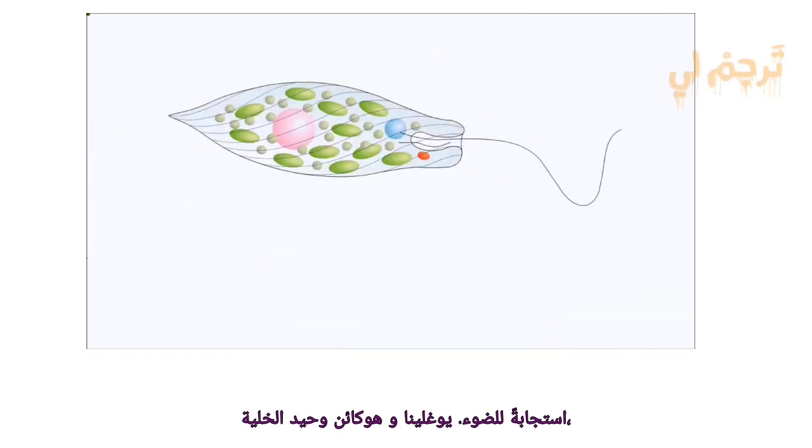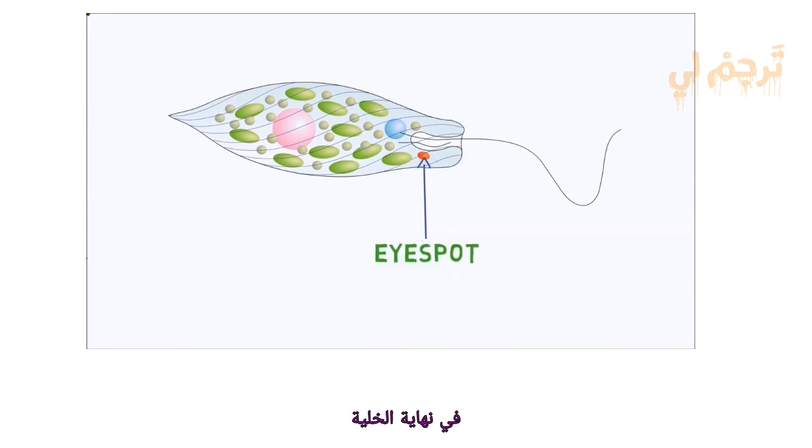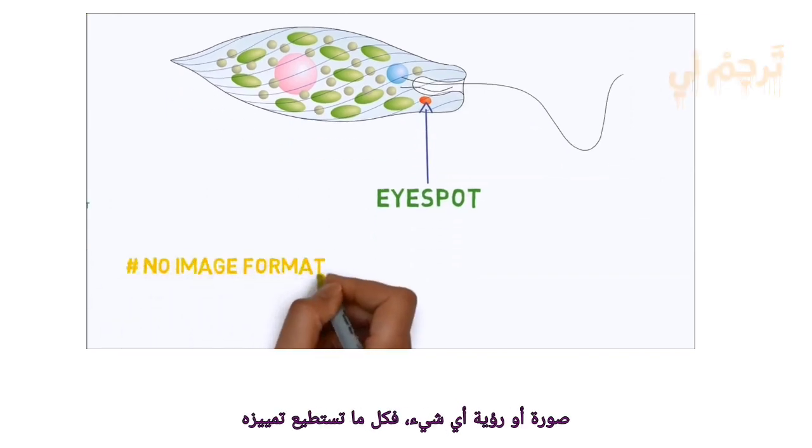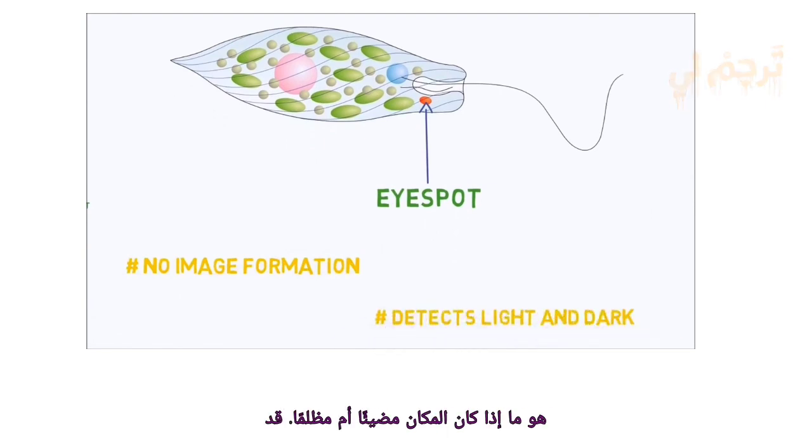Euglena, a single-celled organism, just has a little eye spot at the head end of the cell. That eye spot is sensitive to light. It can't form an image or see anything. All it can detect is whether it's light or dark. So, that could be the first step.